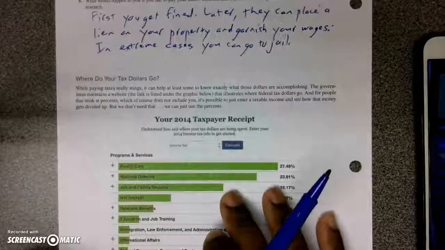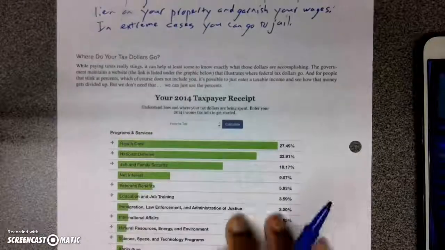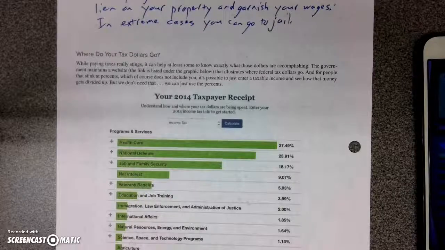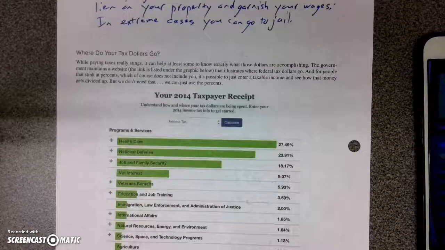Now we ask here, where do your tax dollars go? While paying taxes really stings, it can help at least some to know exactly what those dollars are accomplishing. The government maintains a website that illustrates where federal tax dollars go. And for people that stink at percents, which of course does not include you, it's possible to just enter a taxable income and see how that money gets divided up, but we don't need that. We could just use the percents.